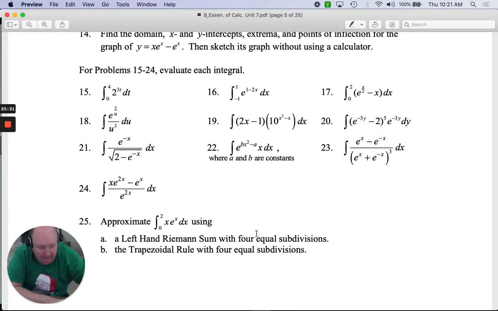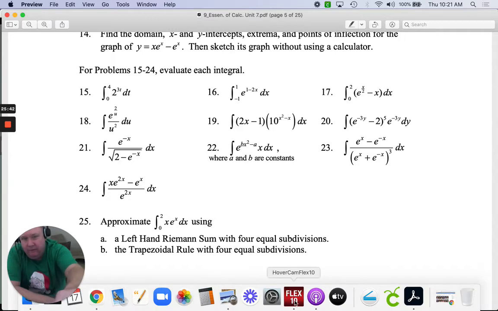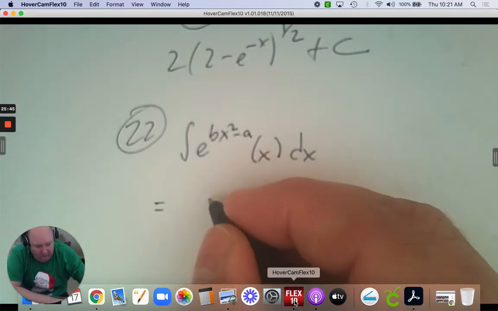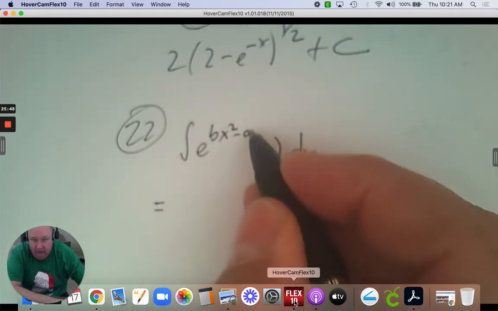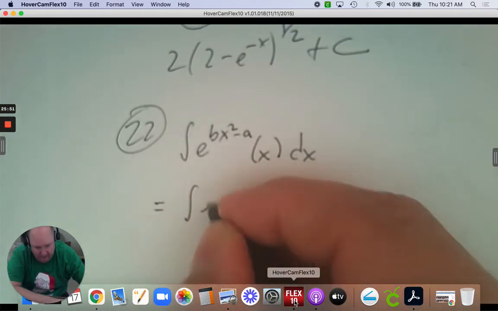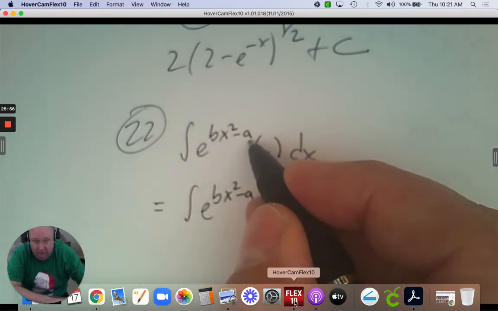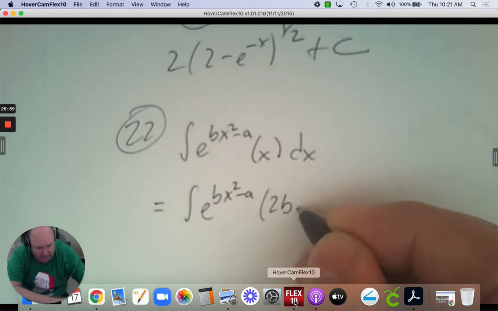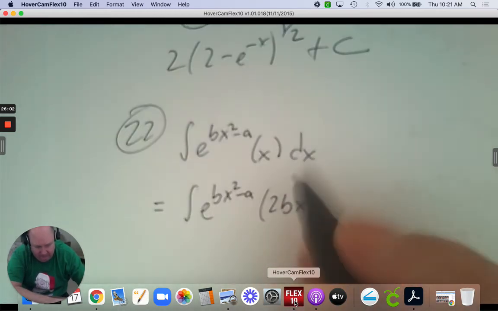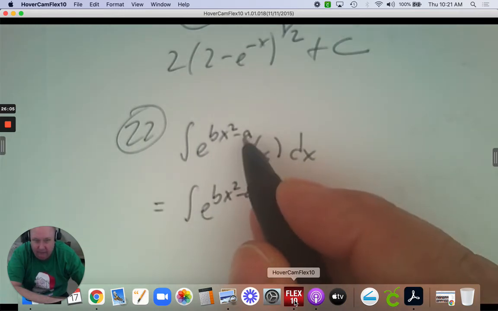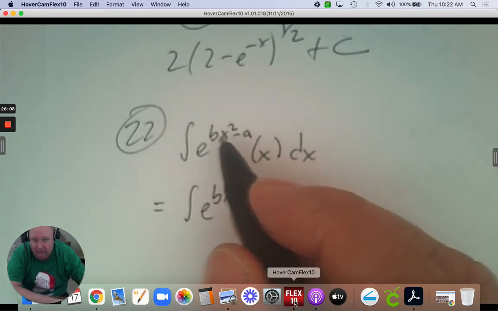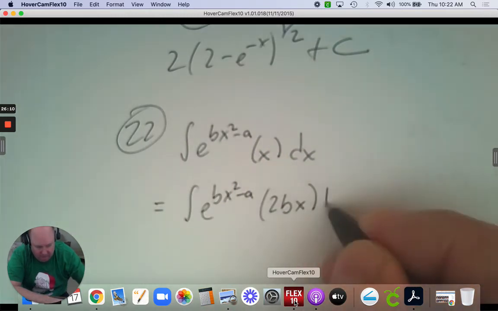Integrate e to the bx squared, subtract a, times x dx, where a and b are constants. So step 1 here is, in this situation, the hook on comes from the exponent. So I'm going to copy it down. The derivative of the exponent is 2b times x. Negative a is a constant, so the derivative of any constant is 0. So it's 2bx. Subtract 1 from the exponent.